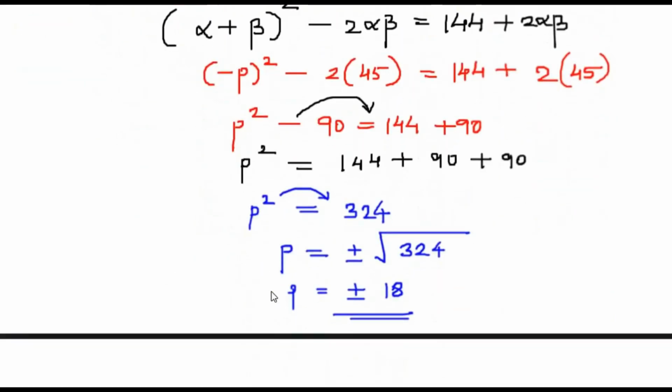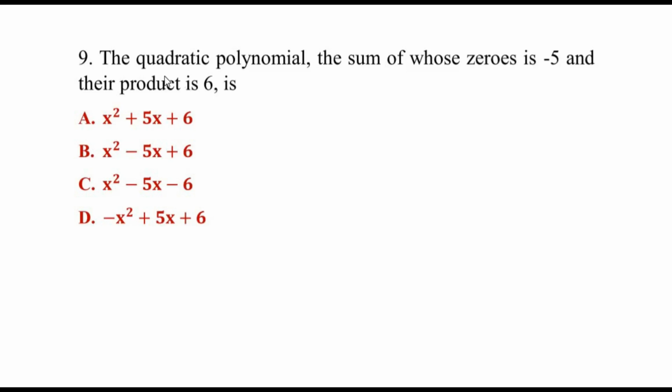Now let us move on to the last question, which is the 9th one. The quadratic polynomial, the sum of whose zeros is negative 5 and their product is 6, is. So we have to find the equation of the quadratic polynomial whose sum and product are given. So the sum of the zeros, let us take it as alpha plus beta. Here they have given the value as negative 5, and the product is given as 6. So alpha beta is equal to 6.